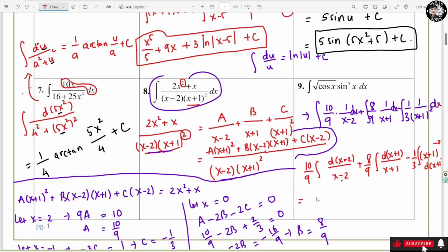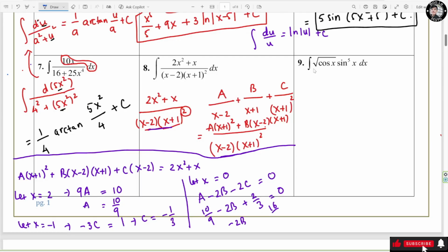So this turns out to be 10 over 9 times ln of absolute value of s minus 2, plus 8 over 9 ln absolute value of s plus 1, minus 1 over 3. For this one, you add 1 to negative 2, so it's going to be negative 1. So this becomes positive, with s plus 1 on the bottom, and then add C. This one is the final answer.